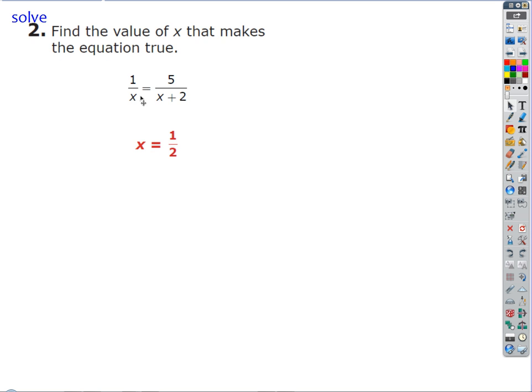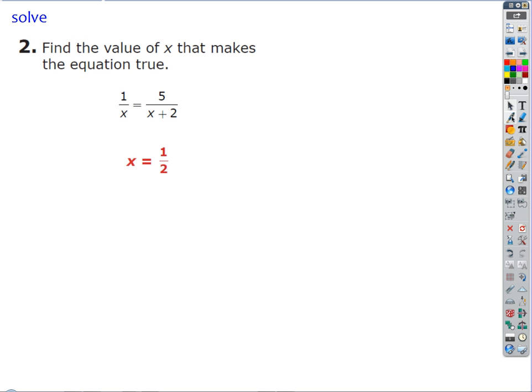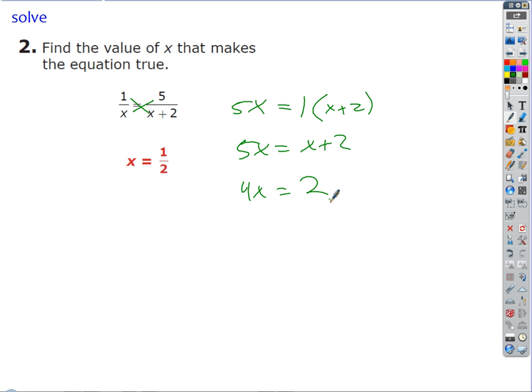So if we cross multiply, one cross product is going to give us x times 5, which is 5x. The other one's going to give us 1 times x plus 2. So I end up with 5x equals x plus 2. Subtract x from each side. What do I do now? Divide by 4. And I get x equals 2/4 or 1/2, right? No big deal.